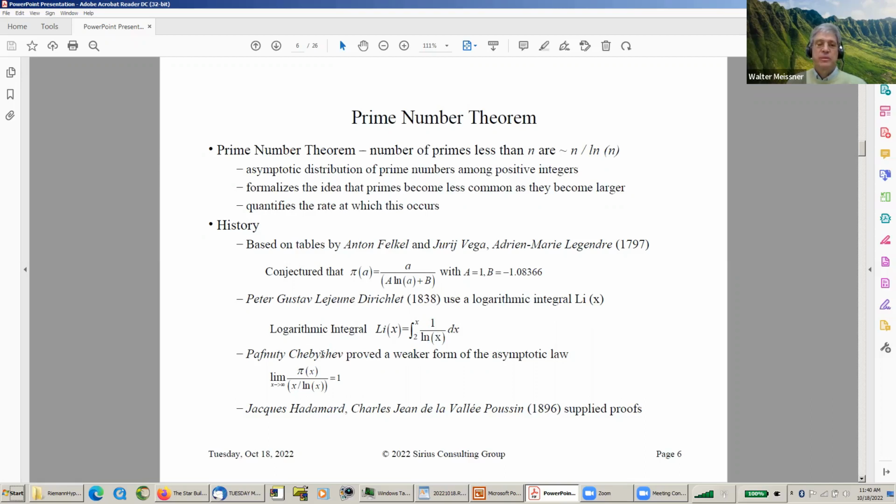And Chebyshev proved a weaker form of the asymptotic law. He says if you take pi of x, which would be the actual number of primes, and divide it by x over log x, the limit as x goes to infinity would approach 1. And there are other people, Hadamard and de la Vallée Poussin, who also supplied proofs.